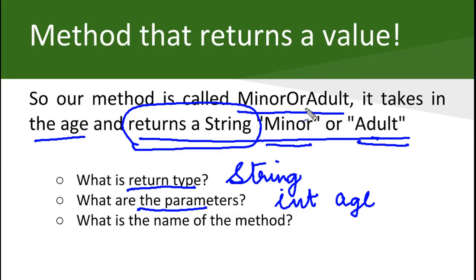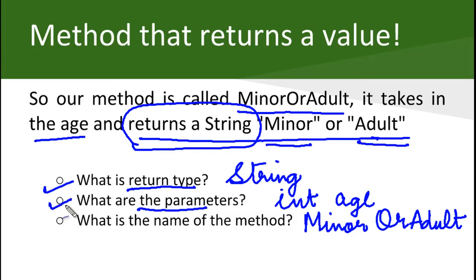What is the name of the method? We can call it anything. We can call it age, we can call it adult finder or anything. In our case we are calling it minor or adult. So we have answered these three questions. Let us now see how our method will look.